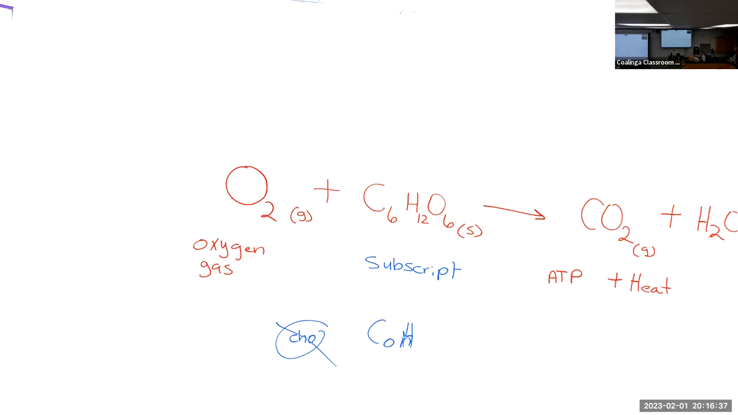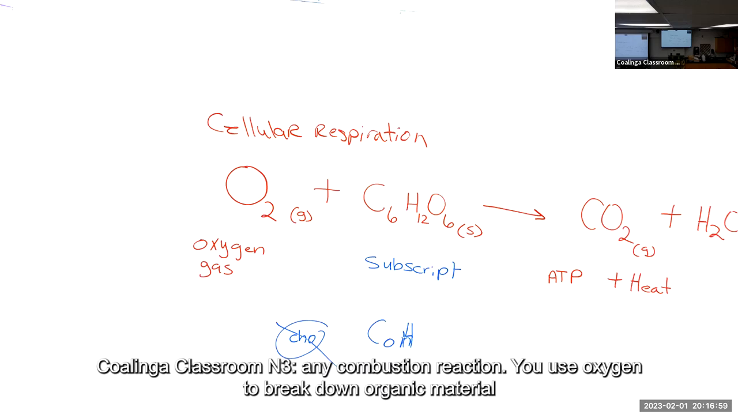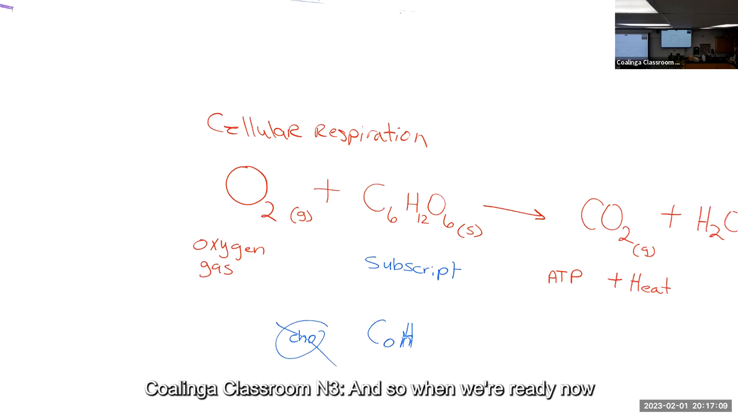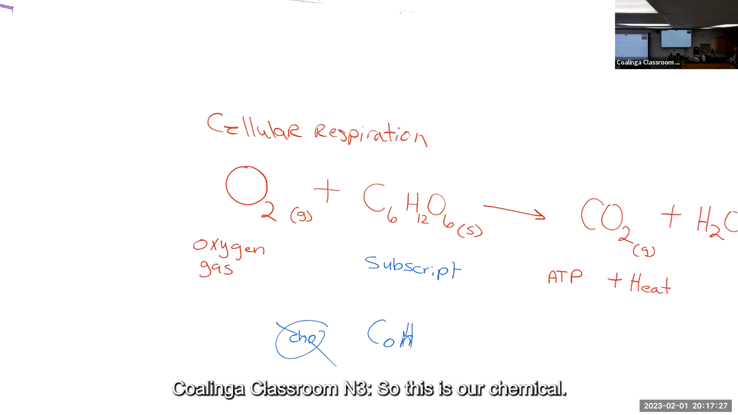Now, this here, cellular respiration. This is about life, right? Okay. It's also what we call a combustion reaction. In a combustion reaction, you use oxygen to break down organic material to produce carbon dioxide and water. Okay. So when we're breaking down organic material with oxygen, we're getting carbon dioxide and water. So this is also a combustion reaction. There's a lot of energy stored up in the bonds of that sugar, that potential energy. Okay? So this is our chemical equation.